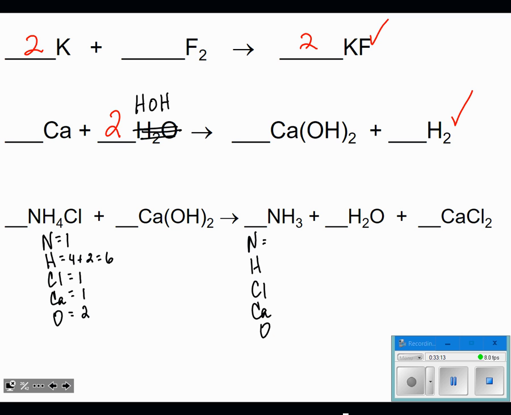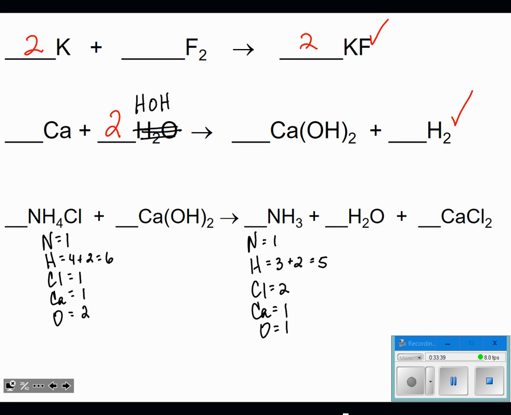Over here, I have nitrogen as 1. I have 3 hydrogens plus another 2, which means I have 5. Chlorines, I have 2. Calciums, I have 1. And oxygens, I have 1. Okay, I do always recommend, like I said, do your hydrogens and oxygens last. So let's look at our other elements. Nitrogen's 1, that's good. Cl's messed up.